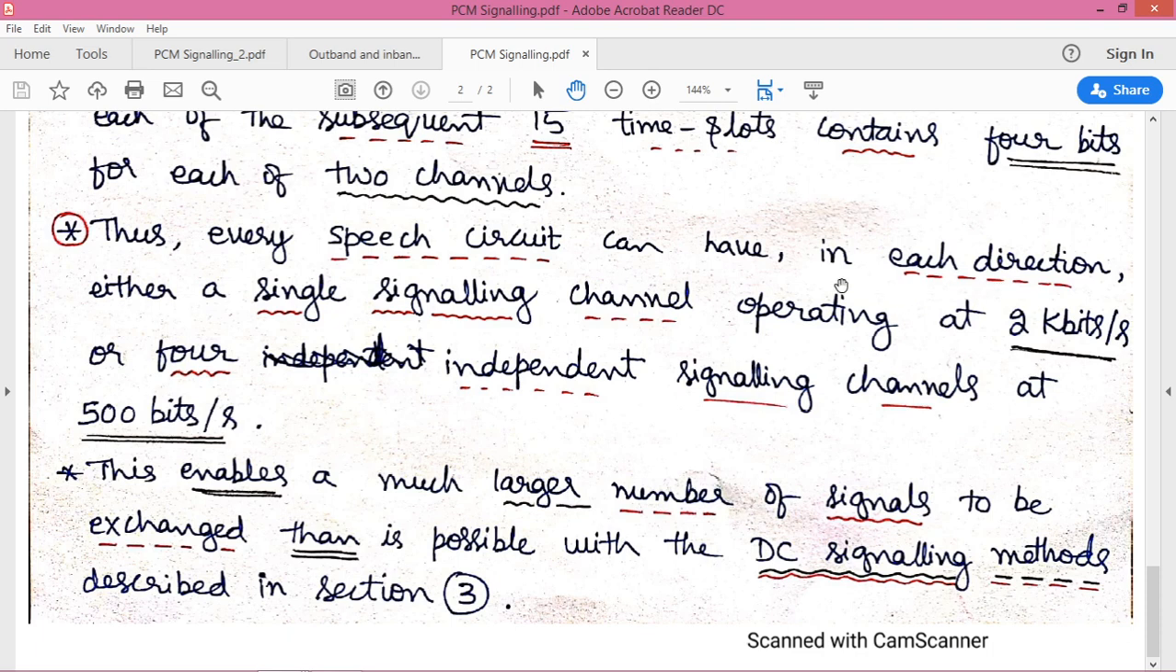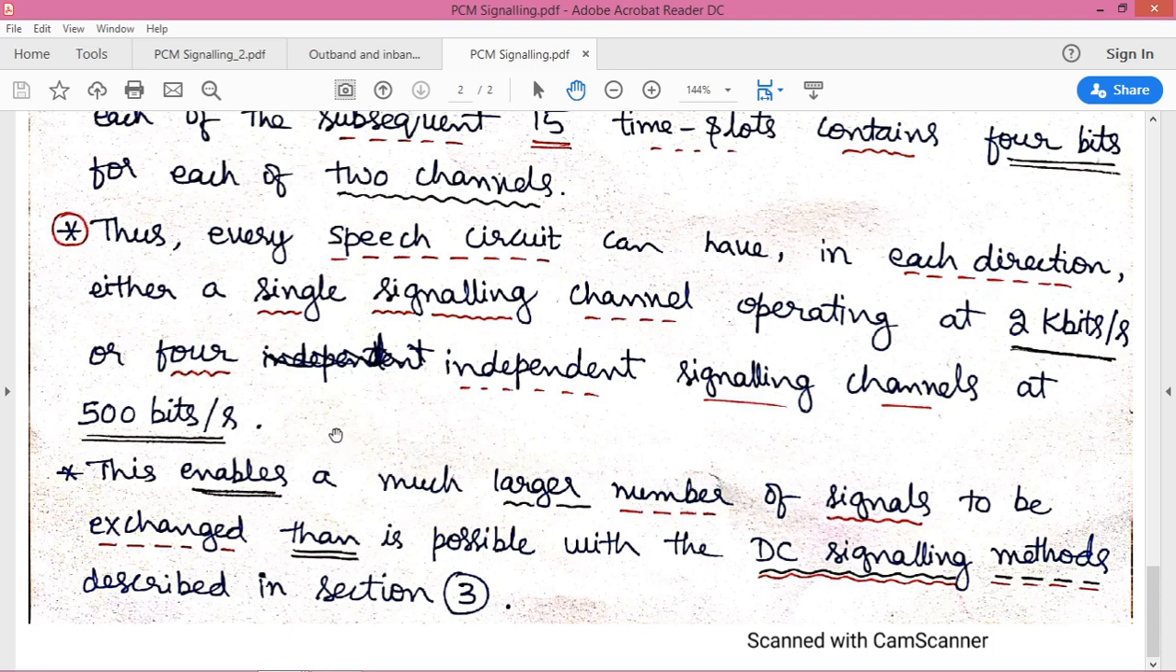Whereas if I make use of 4 independent signaling channels, instead of a single signaling channel, then the data rate of each of the 4 independent signaling channels will be about 500 bits per second. So these are the different data rates associated with the number of signaling channels used in order to control a particular speech circuit in both directions.